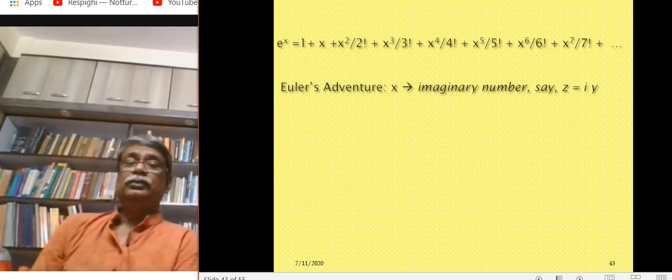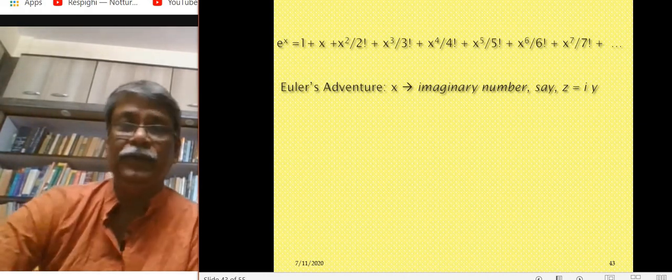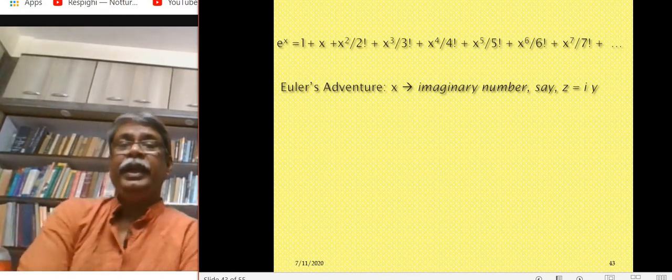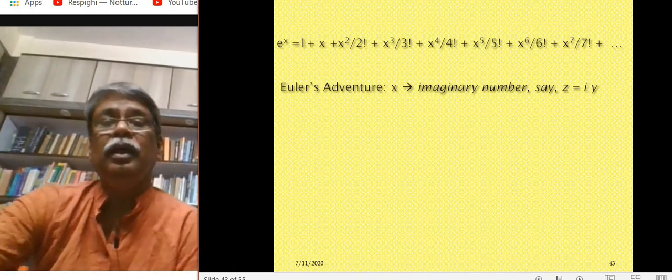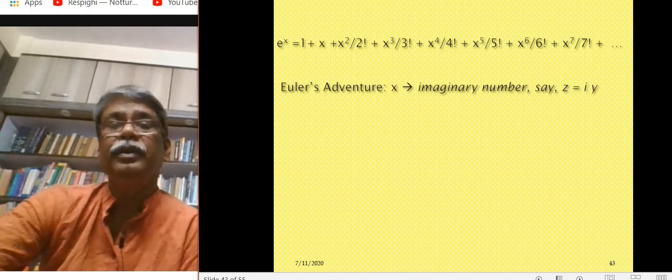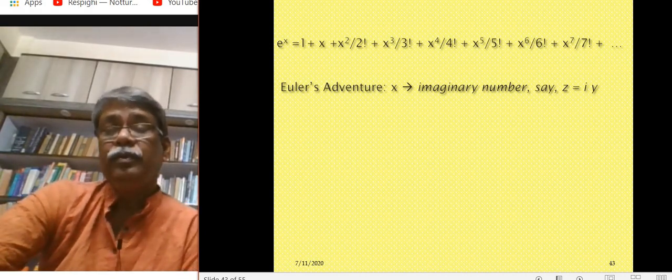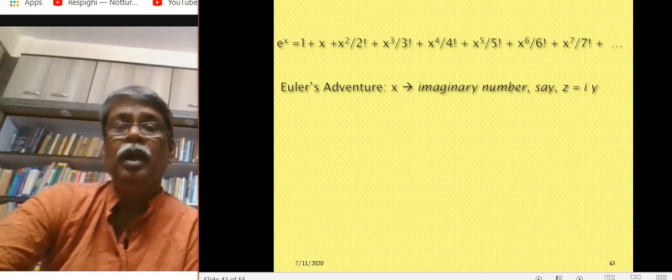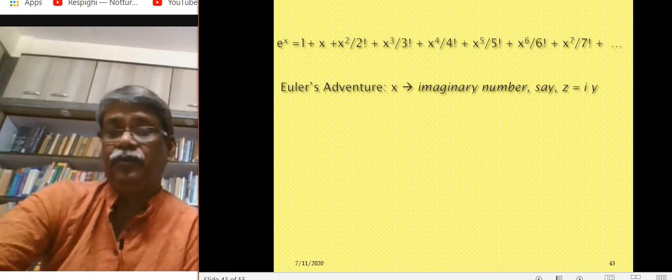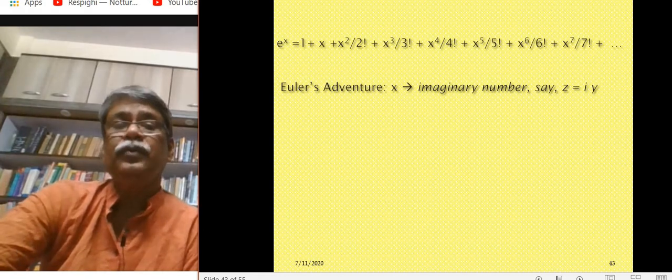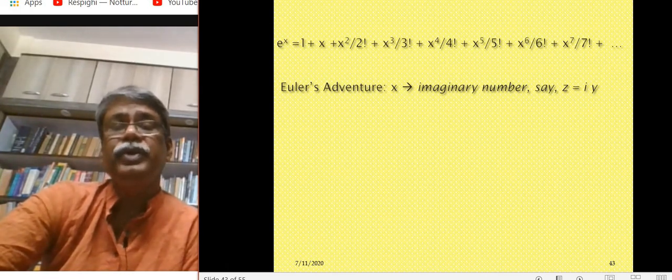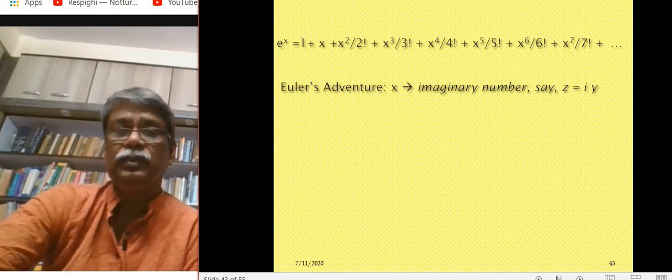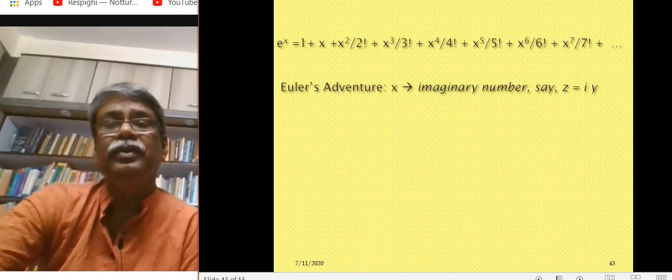Now we are going to our main topic. E to the power x, we have already derived this expansion, right? Now we will be witnessing how a genius is playing with series. He took a few bold steps, Euler. First of all, he replaced this x by some imaginary number, say z is iy. So x is iy, simply iy.